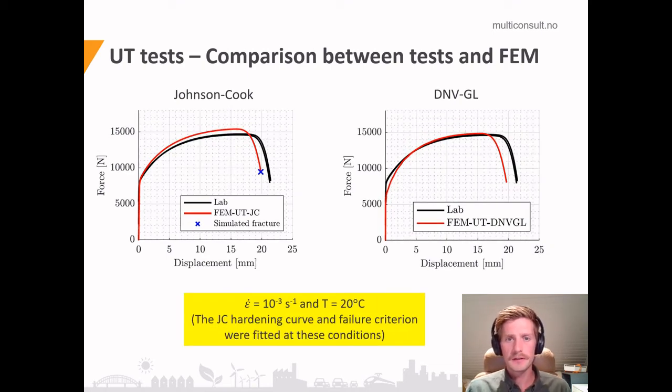The force displacement history is also well captured at 20 degrees, and the predicted failure is very close to the experimental observation. But this is somewhat expected, as the hardening curve for the Johnson-Cook model and the failure criterion were fitted at these conditions.